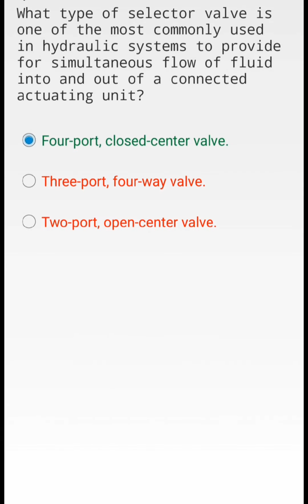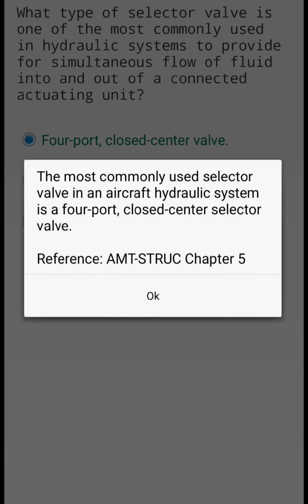What type of selector valve is one of the most commonly used in hydraulic systems to provide for simultaneous flow of fluid into and out of a connected actuating unit? Four-port, closed center valve. The most commonly used selector valve in an aircraft hydraulic system is a four-port, closed center selector valve.